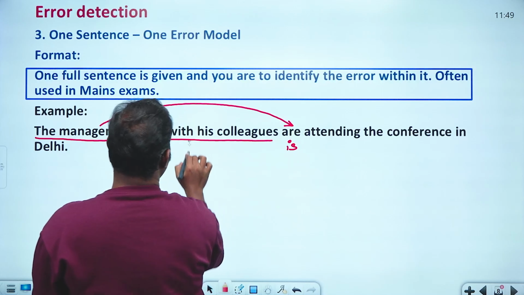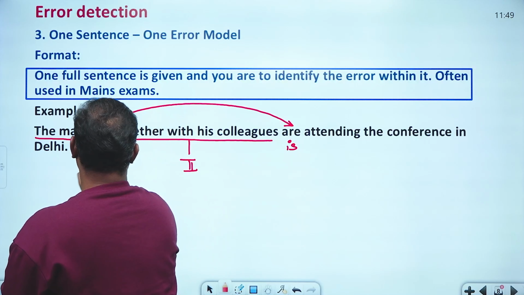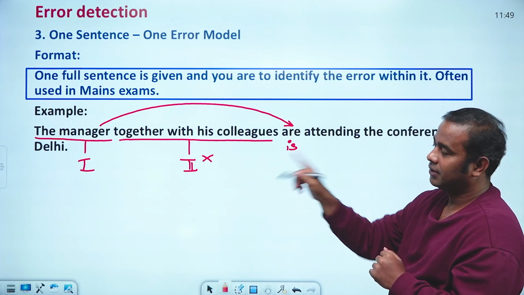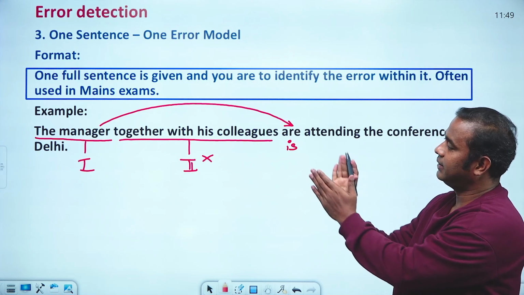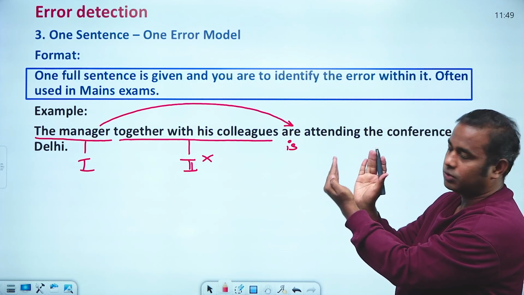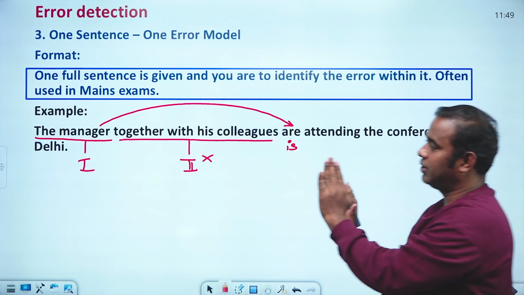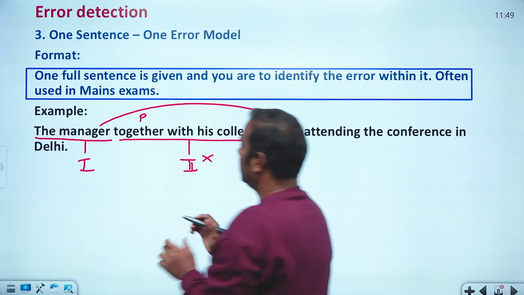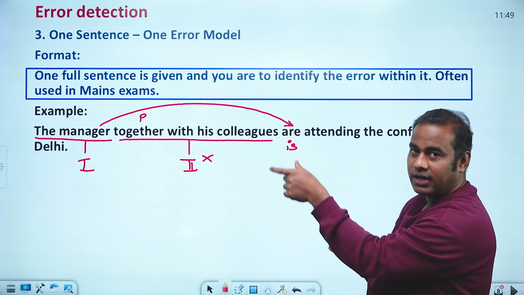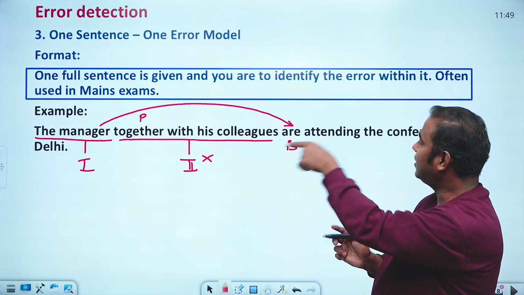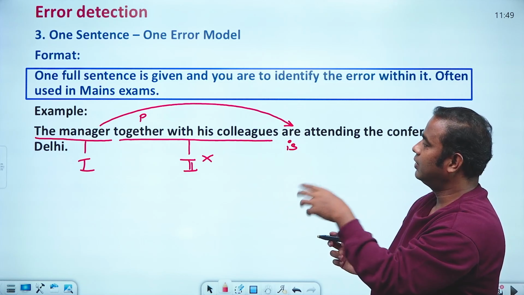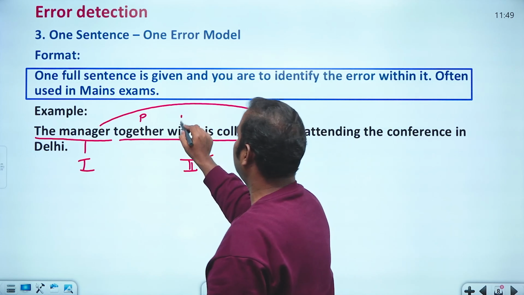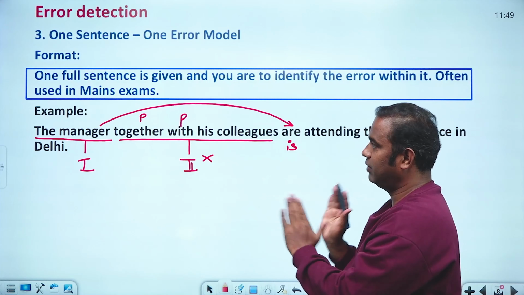attending. So if you remove this phrase, the manager is attending the conference in Delhi. "Together with his colleagues" is something they are adding to that. Together is a preposition, right? So these phrases are just adding information. But the main thing is the manager. The main subject itself is manager. So the manager is attending the conference in Delhi. You should be able to remember that. Preposition "with" is also there, so you should be very careful here.